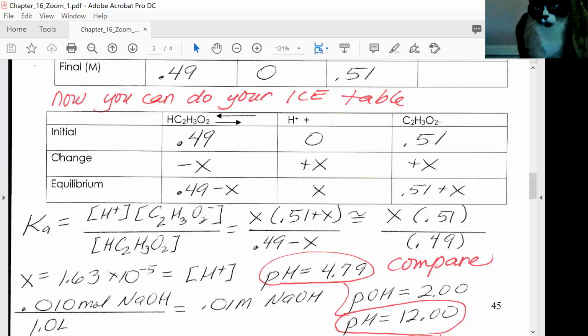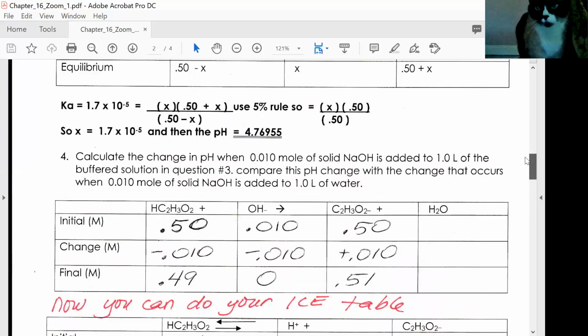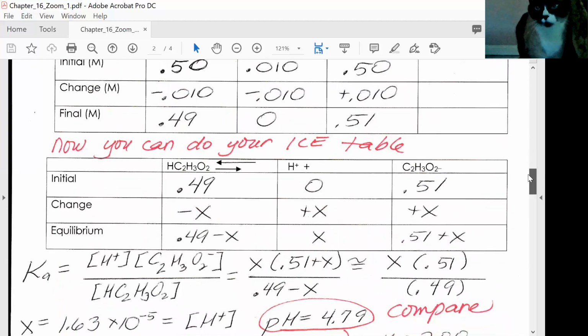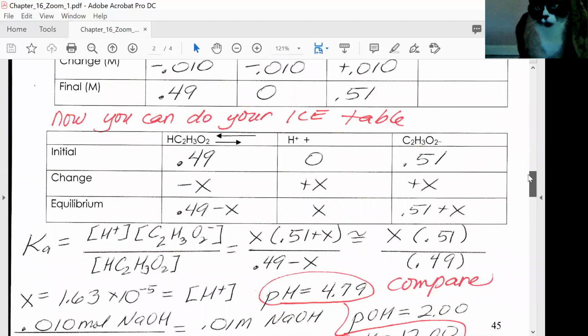And so we get x times 0.51 over 0.49. And that equals our Ka of acetic acid, which, as you recall, we go back in our previous table, our Ka of acetic acid was 1.7 times 10 to the minus 5. So that's the Ka value you would have put in here, where it simply says Ka.